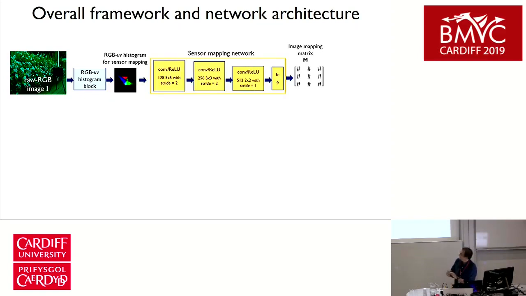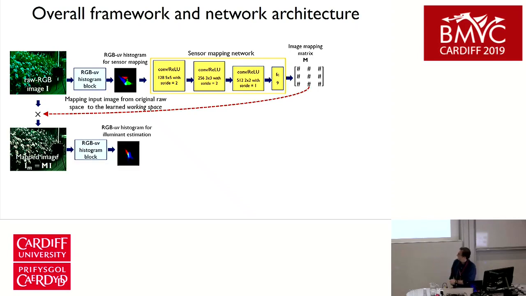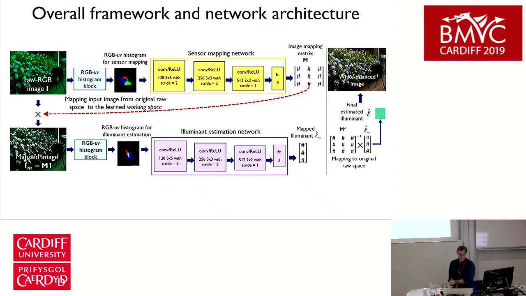Then we run a network that learns a 3x3 transform that is applied to the image, and it changes all the colors of your original raw RGB into some new mapped image, or what we call the working space. Now in this mapped image, we again extract out just the RGB histogram, and then we run it through an illumination estimation network. Interestingly, these architectures are virtually identical, and then it outputs the mapped illumination. Now this mapped illumination is in the map space, so when you want to apply it, you just apply the inverse matrix, and then you white balance your image.